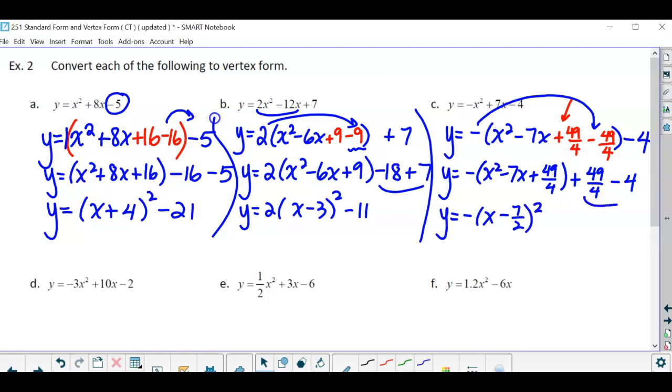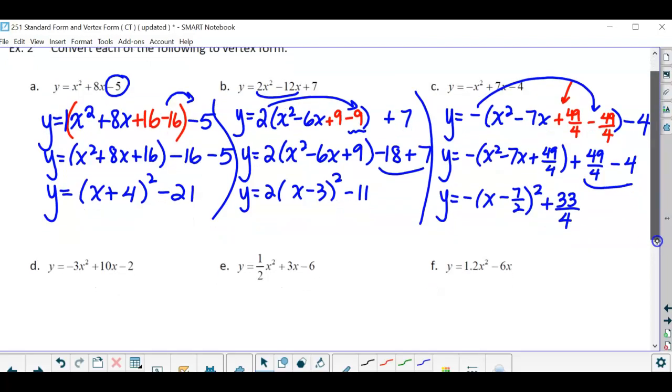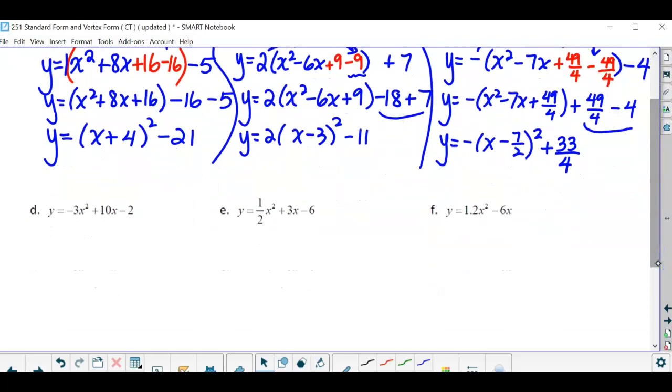And now with the like terms here, common denominator is 4, so that would be 49 minus 16 is 33 over 4. Always leave it in fraction form, unless it's an application question.